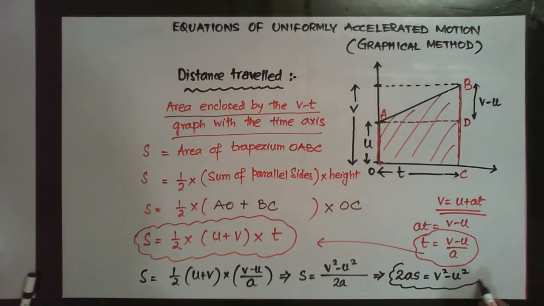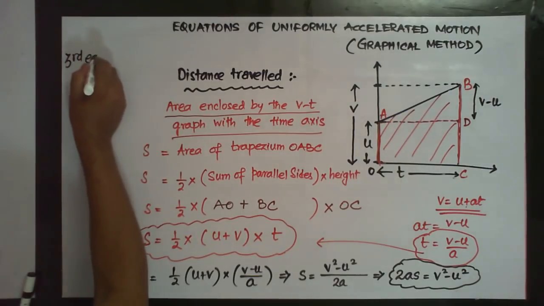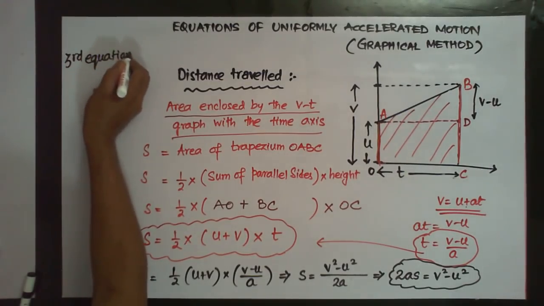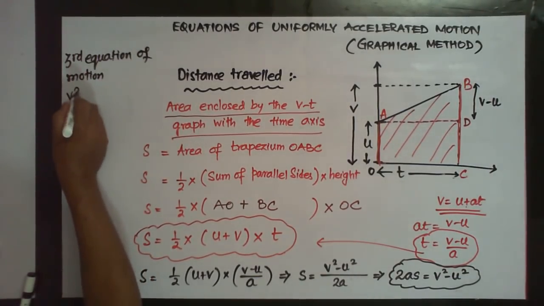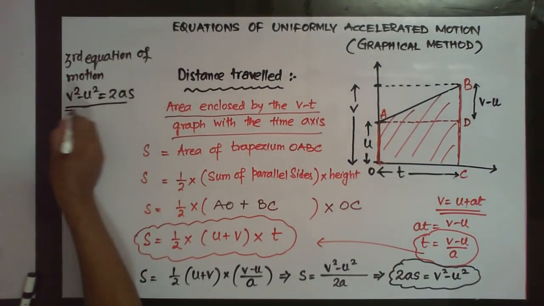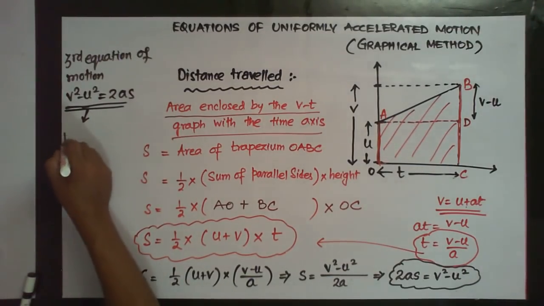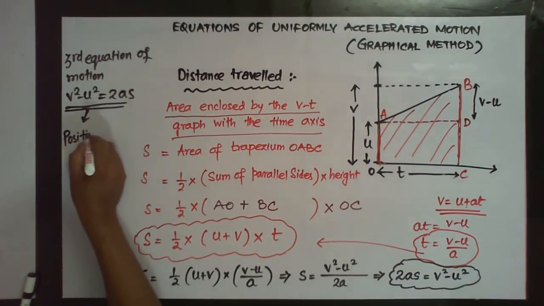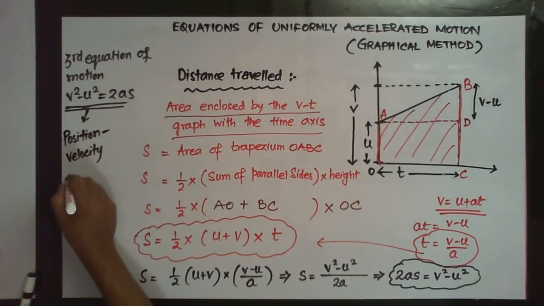Now this is called the third equation of motion, which is V square minus U square is equal to 2AS, and this relationship is called the position velocity relationship.